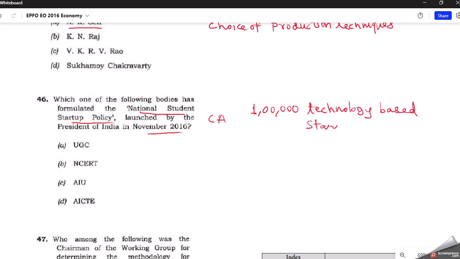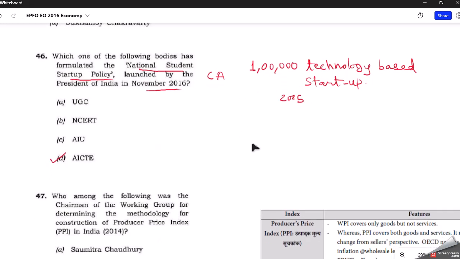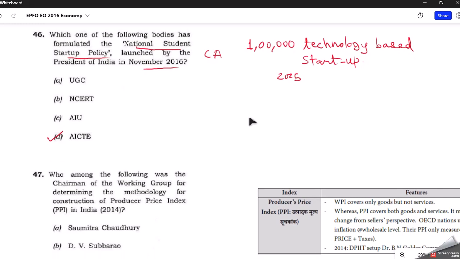That was the aim of this national startup policy, and also to create a million employment opportunities within the next 10 years, that is by 2025. Since this was launched in 2016, they have kept the target of generating a million employment opportunities by 2025. So AICTE had actually launched this National Student Startup Policy. So current affairs inspired questions are also asked in the economy portion.